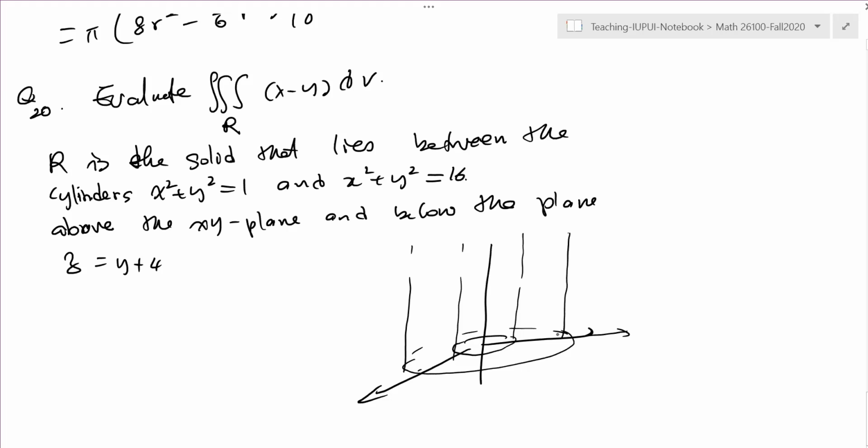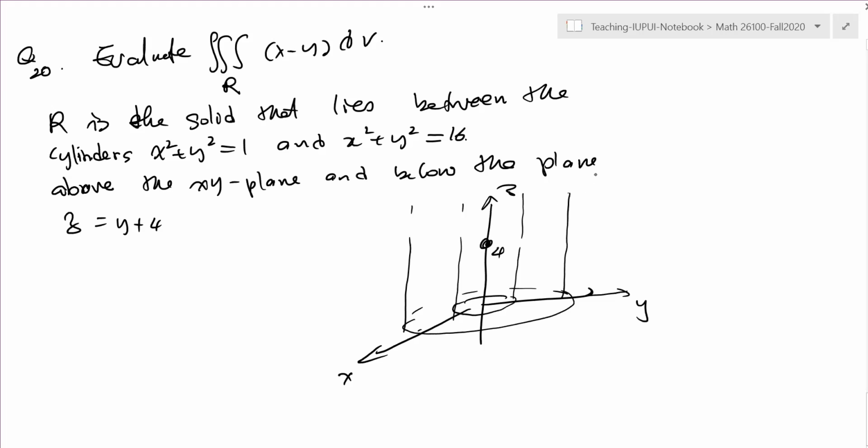Now, the XY plane is easy, just the XY plane, right? It's at the bottom. How can I draw z equals y plus 4? Z equals y plus 4 is in the YZ plane. This should be a straight line with slope 1 passing through that point. So what you get to imagine is a line, okay, and a familiar line. So you get a plane.